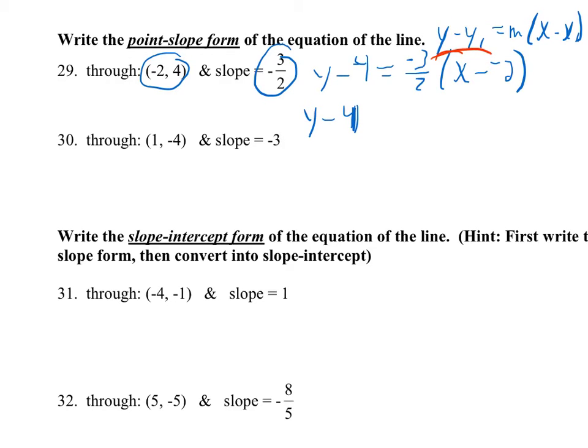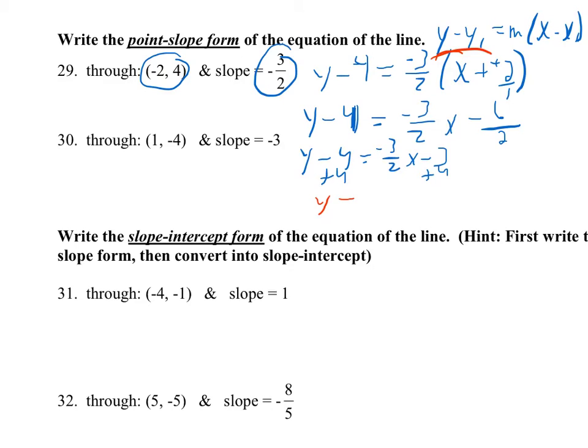This is a 4 here. So we get negative 3/2 x, and this is a plus 2 here. I'm going to write this 2 over 1 so you can see how we multiply these two things. Negative 3 times 2 is a negative 6. 2 times 1 is a 2. So we have y minus 4 equals negative 3/2 x minus 3. Add 4 to both sides, and our final answer is y equals negative 3/2 x plus 1.